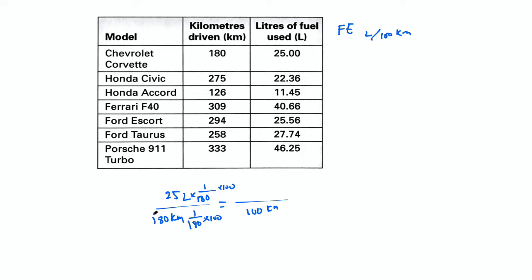So this 180 will cancel out with this 180, then I'll be left with 1, and 1 times 100 gives me the 100 kilometers. And you can do that for each and every one of these, and you'll get the following answer. So these are the values.